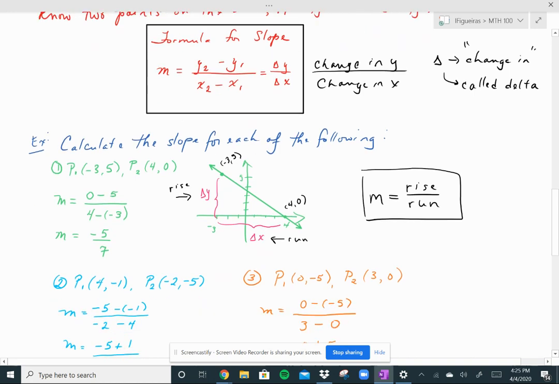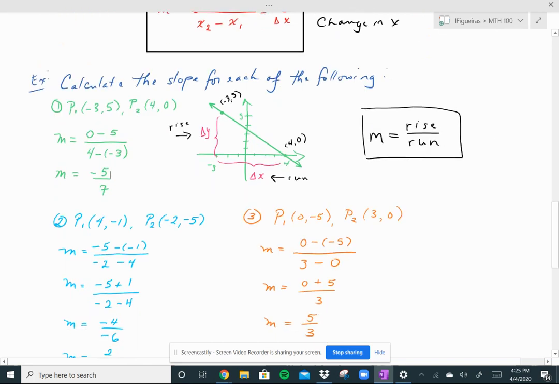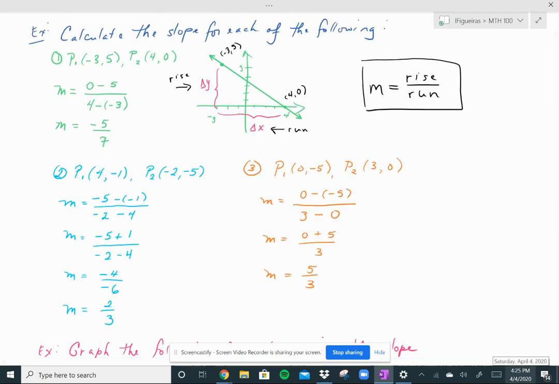Okay, here's another example here in blue. I have that my first point is positive 4, negative 1, and my second point is negative 2, negative 5. Okay, so when we subtract our y values, I have negative 5 minus negative 1 divided by the difference in my x values, which is negative 2 minus 4. So when you simplify, I get negative 5 plus 1 in the numerator. I still need to subtract in my denominator, so that's negative 2 minus 4. And when you subtract the numerator and the denominator, you get negative 4 over negative 6.